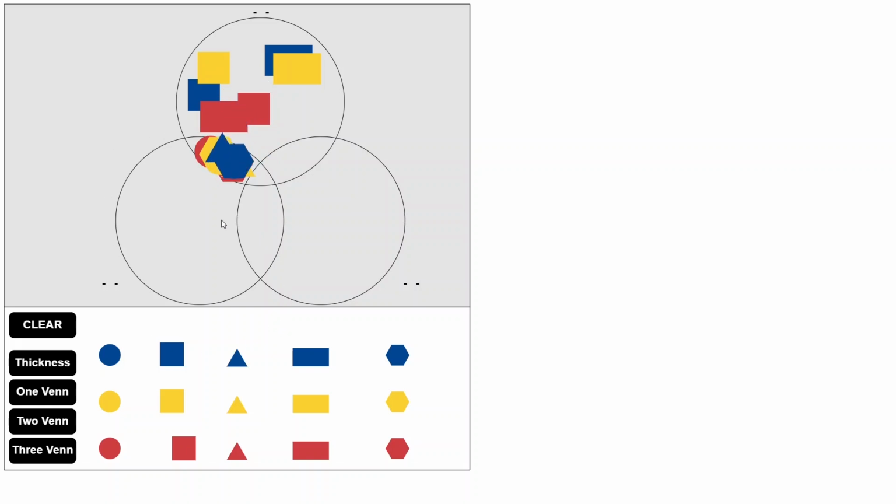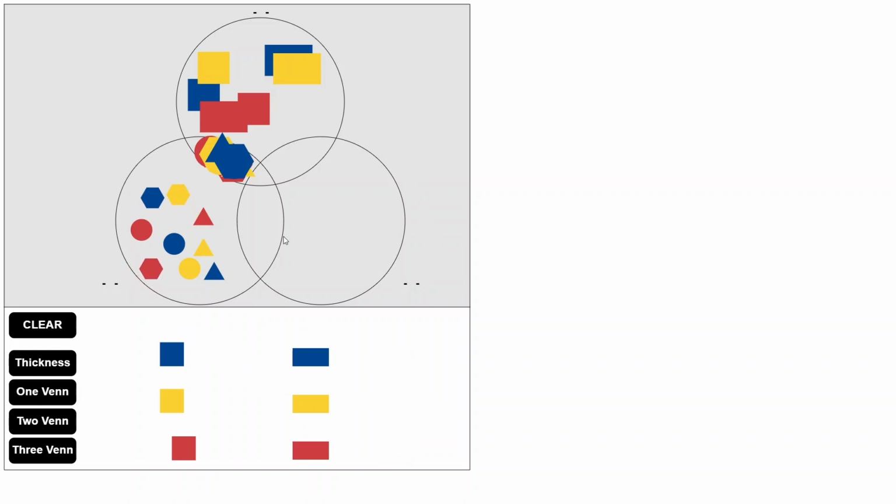But this larger one down here, these are going to be things that do not have right angles that also are not large. So we'll go ahead and put in all of our small triangles, circles, and hexagons.